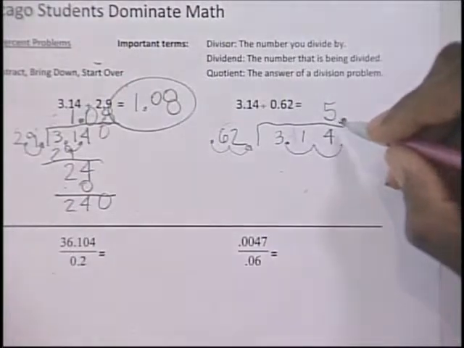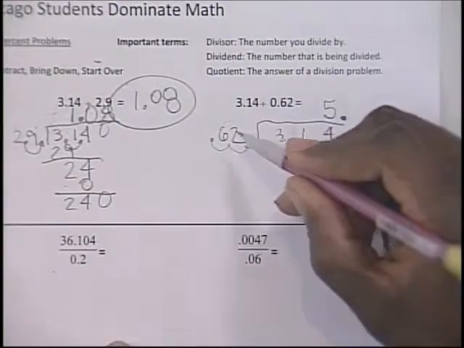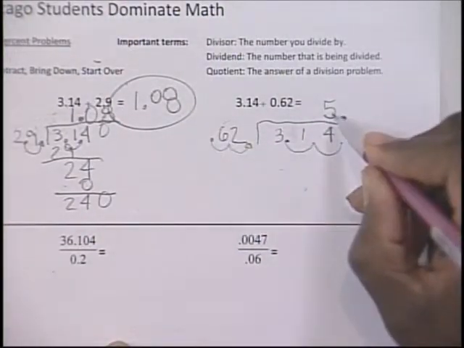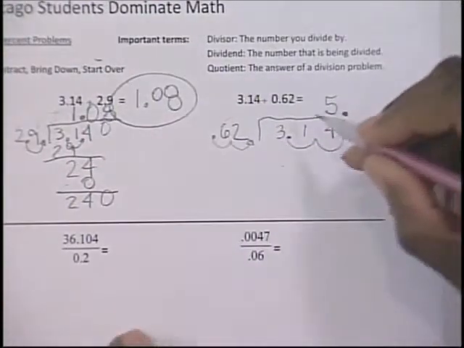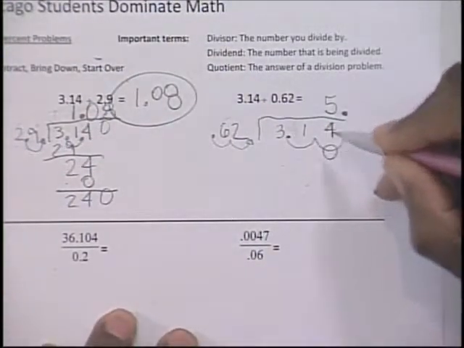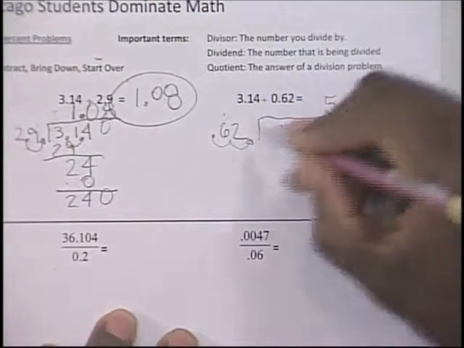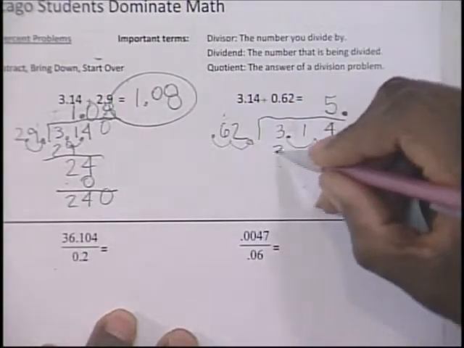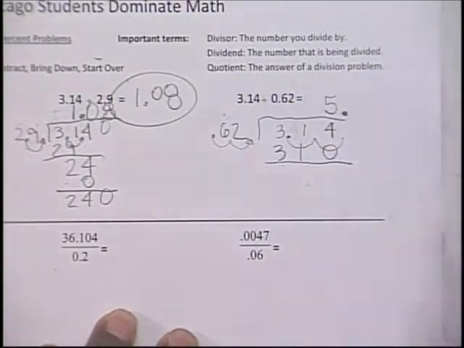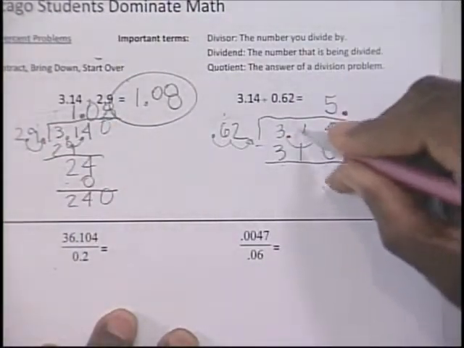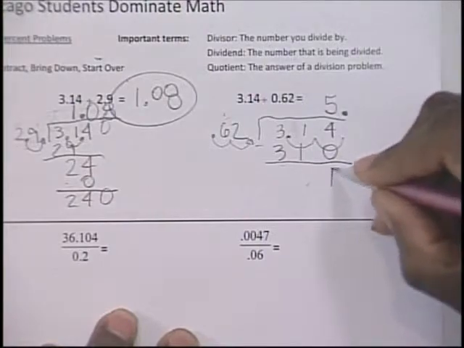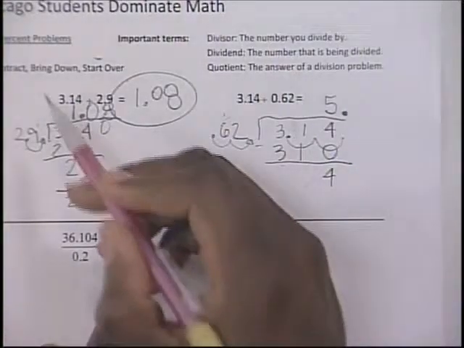So that's the division part. We're going through the steps: division, multiplication, subtraction, bring down. So the division, 314 divided by 62 is 5. Now you're going to multiply 5 times 62. 5 times 2 is 10. Carry the 1. 5 times 6 is 30. Plus 1 is 31. So that's the multiplication part. Now let's subtract. 314 minus 310 is 4. So that's the subtraction.